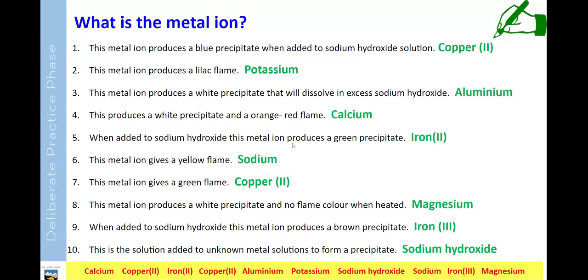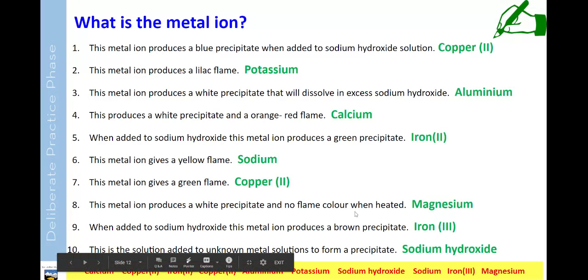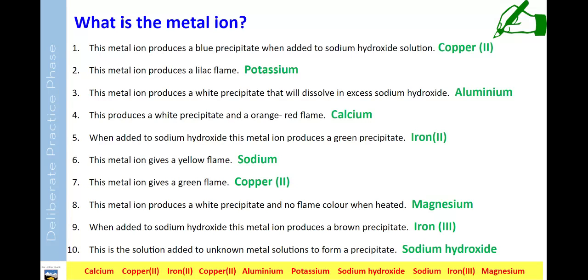Number 5, if it's a green precipitate, it must be iron 2. Number 6, if an ion gives a yellow flame, it must be sodium. Number 7, a green flame must be copper 2. Number 8, magnesium, because it forms a white precipitate but no colour flame when heated, so that must be magnesium. Number 9, when added to sodium hydroxide, this metal ion produces a brown precipitate, so that must be iron 3. And 10 is sodium hydroxide.